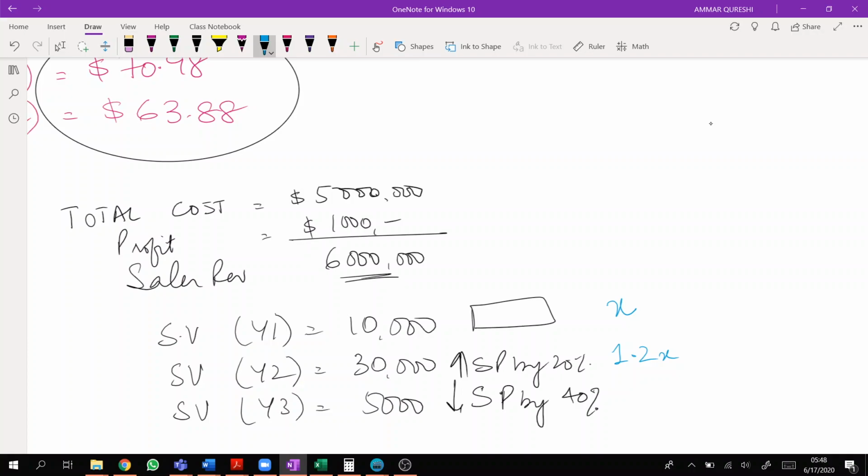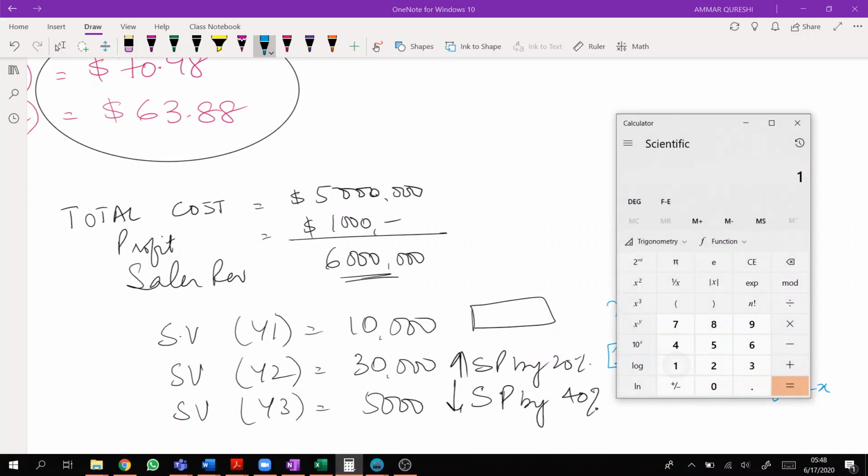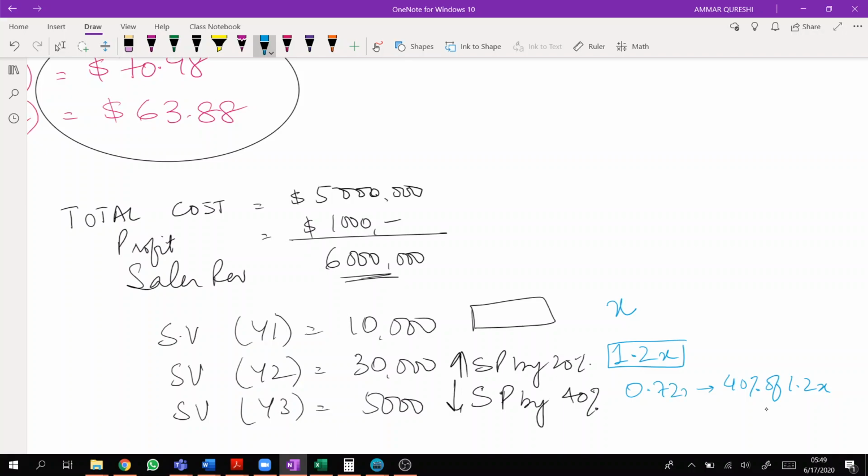And in third year, selling price will reduce by 40%. Now, don't write 0.8 here. Whatever the selling price is in second year, third year selling price will be 60% of it. So we will take 60% of 1.2X, because selling price will reduce by 40%, so it will be left at 60%. So multiply 1.2 by 0.6, that is 0.72. Right? So the first year selling price is X, the second year selling price is 120% of X, and the third year selling price will be 60% of second year selling price.